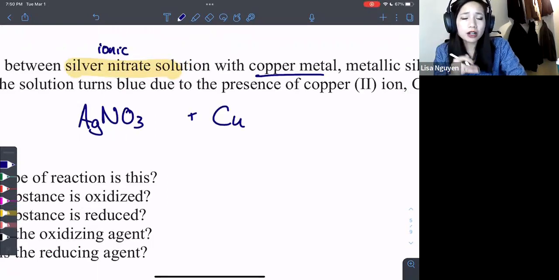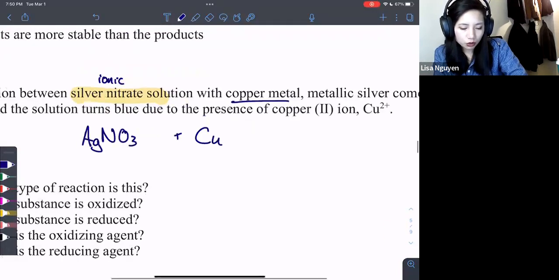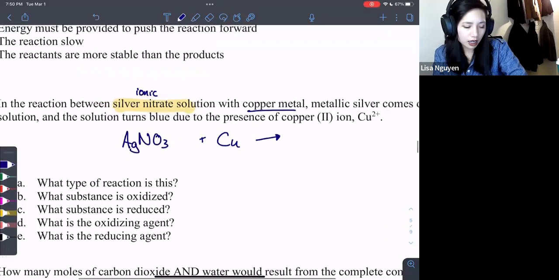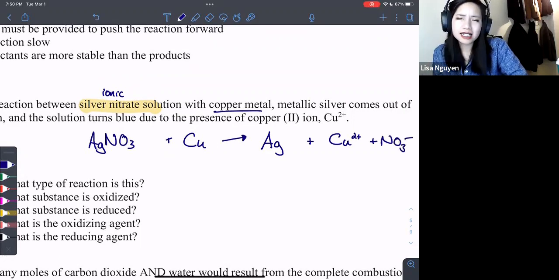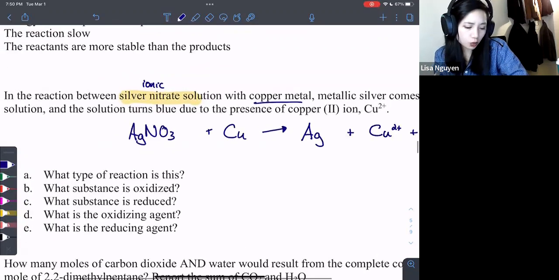Right. So in my mind, I know that this is a single displacement reaction because we have an ionic compound and a metal. But if you read on, you can definitely see that it is a single displacement reaction because it says the silver metal comes out of solution. So now we just have silver neutral, and then the solution turns blue because of the presence of copper 2+. So we have copper 2+, so an ion, and then nitrate is floating around as well. This doesn't have to be balanced. It doesn't matter to answer this question. So the first question is, what type of reaction is this? It's single displacement.